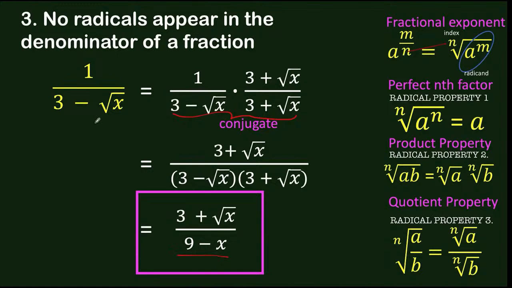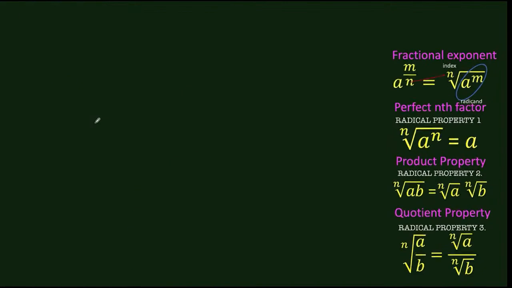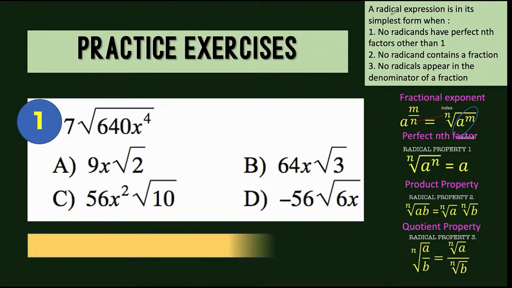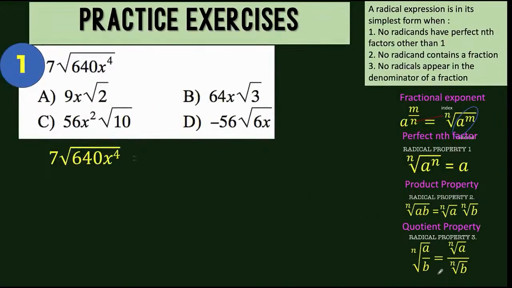Now let's have some exercises so you can master this lesson. So simplify 7 times the square root of 640x to the fourth. How are we going to simplify this? So you are going to make sure that these three tests are met, and you can apply these different properties of radicals. So let's solve this together. Let's note that 640 can be written as 64 times 10. Why 64? Because 64 is a perfect square, meaning we can get its square root.